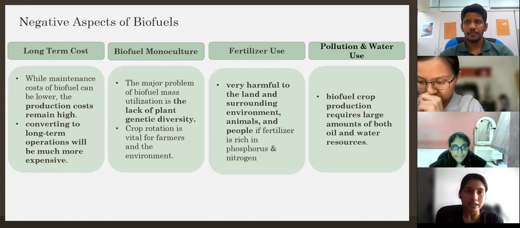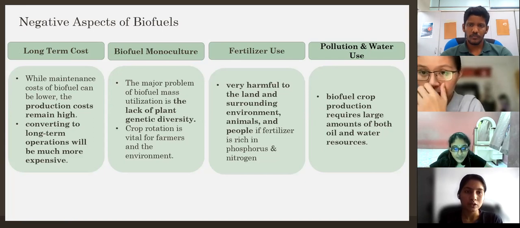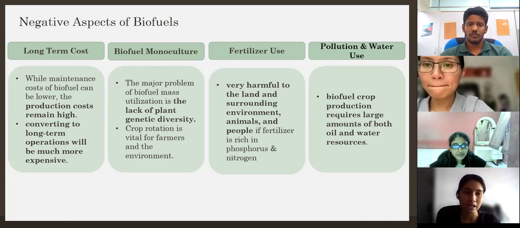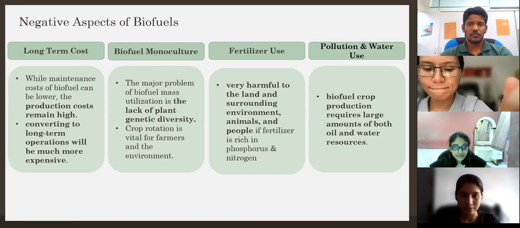Okay, next will be the negative aspects of biofuel. For the long-term cost, while maintenance cost of biofuel can be lower, the production cost remains high, and converting to long-term operations will be much more expensive.